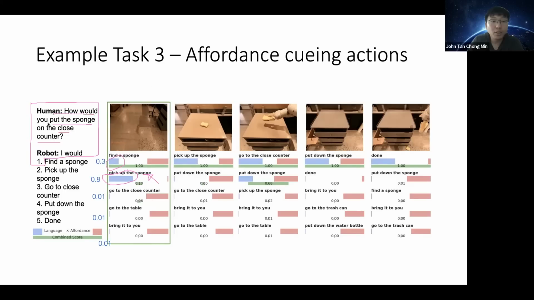But if you look at how it was phrased here, look at this. How would you put the sponge on the closed counter? So I mean, if I don't give you the image, you just shut your eyes, you don't look at the image, and I ask you a question, how will you put the sponge on the counter? You would kind of assume that you have the sponge already, right? Because I'm asking you, how will you put this sponge? You know what I mean? It's sort of implied that you have the sponge by the phrasing of this question.